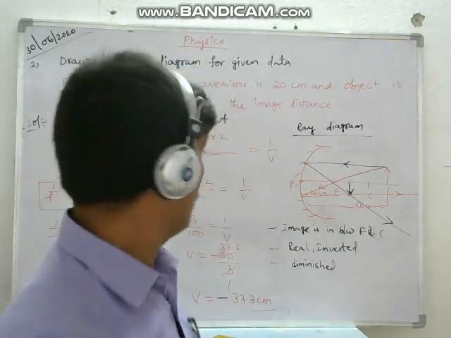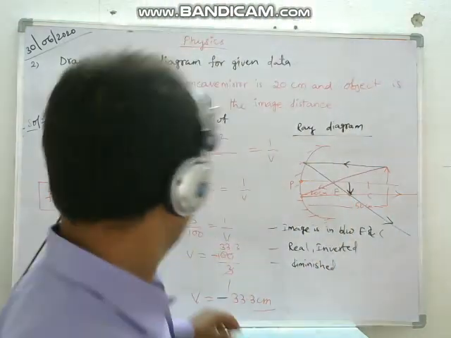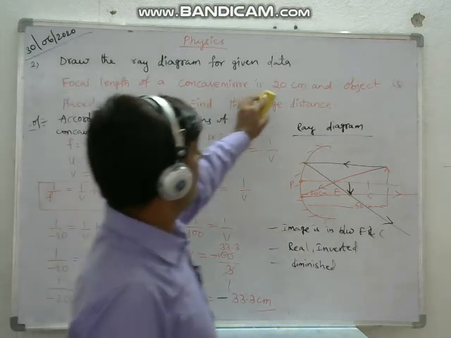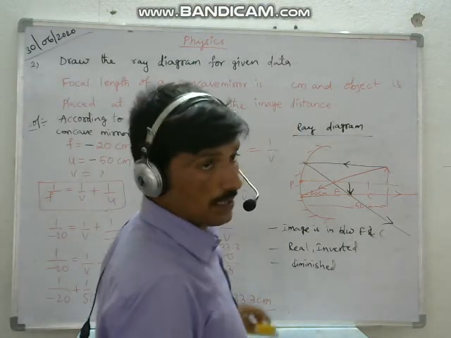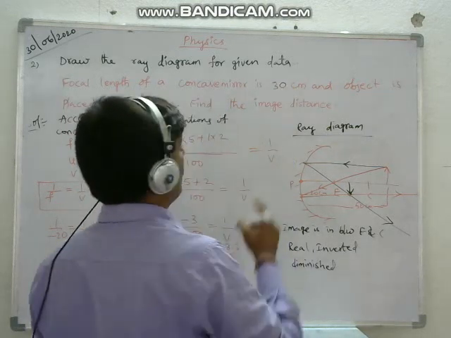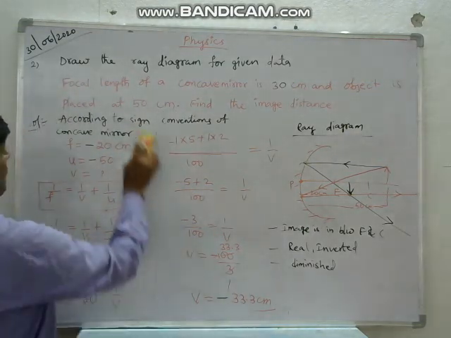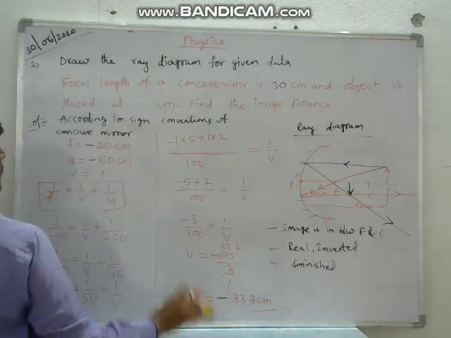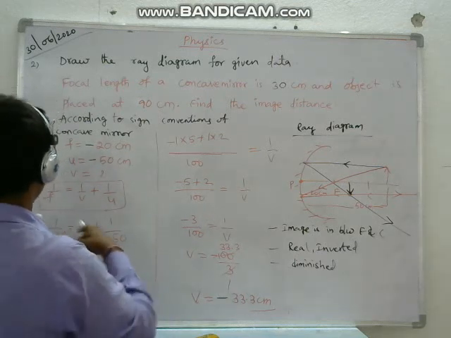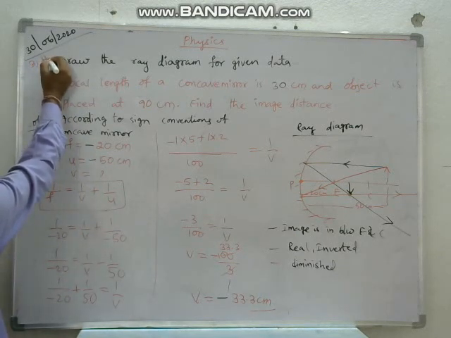Okay, now this is classwork. You note this as classwork. Now I am going to give a homework based on this. Next one is draw the ray diagram for the given data of focal length. I am just changing the values for this. Here the focal length is 30 centimeter and the object is at 90 centimeter. Children, see here, this is the homework problem.